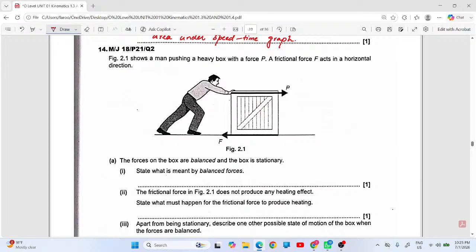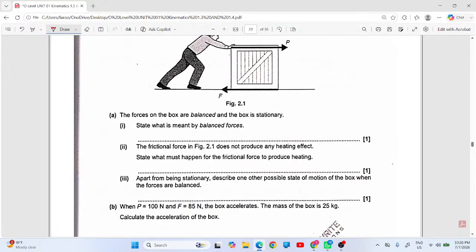Balanced forces mean forces at rest. We write: equal forces in opposite directions, equal and opposite forces, so the resultant becomes zero. The equal and opposite forces are called balanced forces.